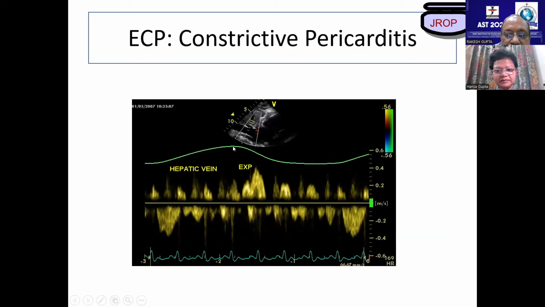What will happen in constrictive pericarditis? As soon as the first beat of expiration happens, inspiration ends over here, and here is the expiration. The flow reversal happens in expiration. The blood from the IVC gets to the hepatic vein. So we call this an M-shaped pattern, where systolic reversal is seen with the first beat of expiration in constrictive pericarditis. This is not seen in restrictive cardiomyopathies. And this is a very important sign for constrictive pericarditis: hepatic venous flow reversal with the first beat of expiration. I hope I'm able to make it very clear what exactly you're looking for.